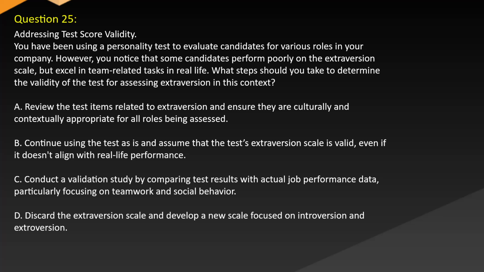A. Review the test items related to extroversion and ensure they are culturally and contextually appropriate for all roles being assessed. B. Continue using the test as is and assume that the test's extroversion scale is valid even if it doesn't align with real-life performance. C. Conduct a validation study by comparing test results with actual job performance data, particularly focusing on teamwork and social behavior. D. Discard the extroversion scale and develop a new scale focused on introversion and extroversion.